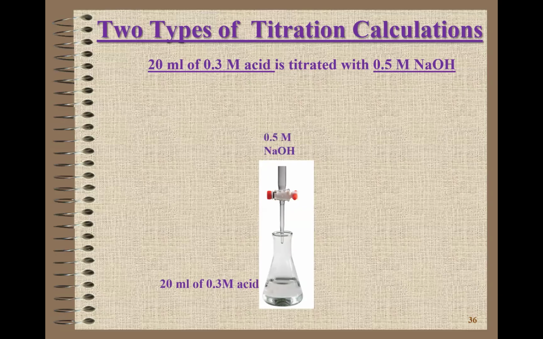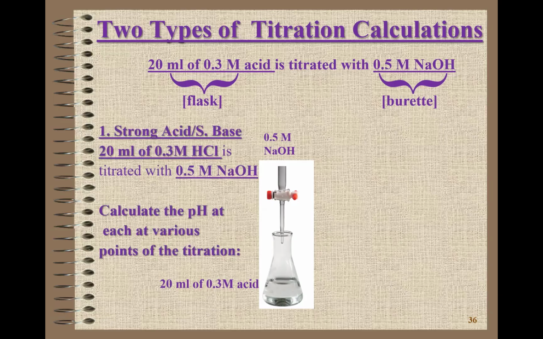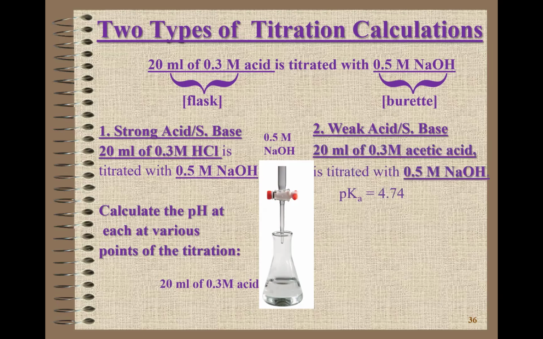So that is going to be the molarity in the burette. So that's the flask, and that's going to be the burette. 0.5 molar always. We're going to go through 2 sets of titrations, one with a strong acid, one with a weak acid, but the base is going to be the same concentration, 0.5 molar NaOH. Okay, so strong acid with a strong base, 20 milliliters at that concentration, titrated with that concentration. Then we're going to go through it again, titrating the weak acid with a strong base.